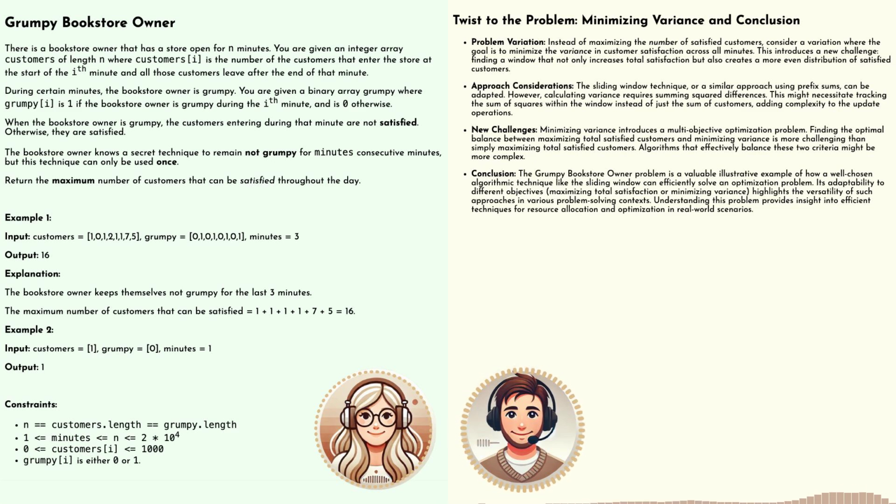Well said. This has been a really great deep dive into this grumpy bookstore owner problem. We started with what seemed like a simple optimization, and we ended up exploring all these different techniques: brute force, sliding windows, prefix sums, each with its own advantages and disadvantages. And we even touched on how tricky it can be to minimize variance, which adds a whole new layer to the problem. It's been a fun journey. We've seen the power of algorithms and how important it is to pick the right approach.